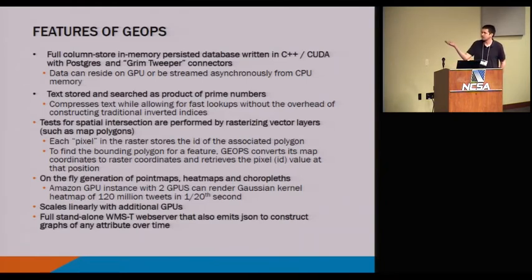On the fly generation of point maps. It's fast enough where you can actually make animations, about 1/20th of a second to make a heat map. Scales linearly with additional GPUs. We use an Amazon instance right now with 2 GPUs. We're getting a custom box with 4. I know it's nothing compared to what you guys have here, but it works. And it's also a WMS server, so any client, our world map is built on OpenLayers, can interact with it.